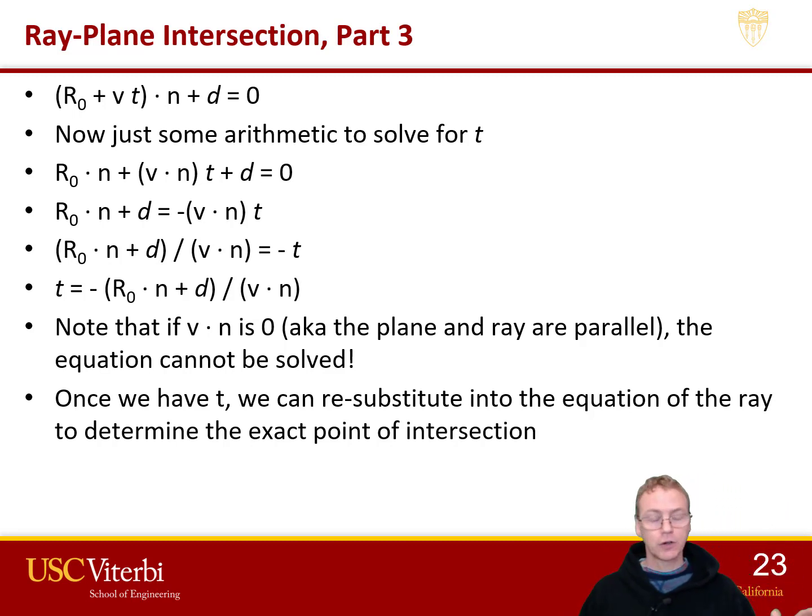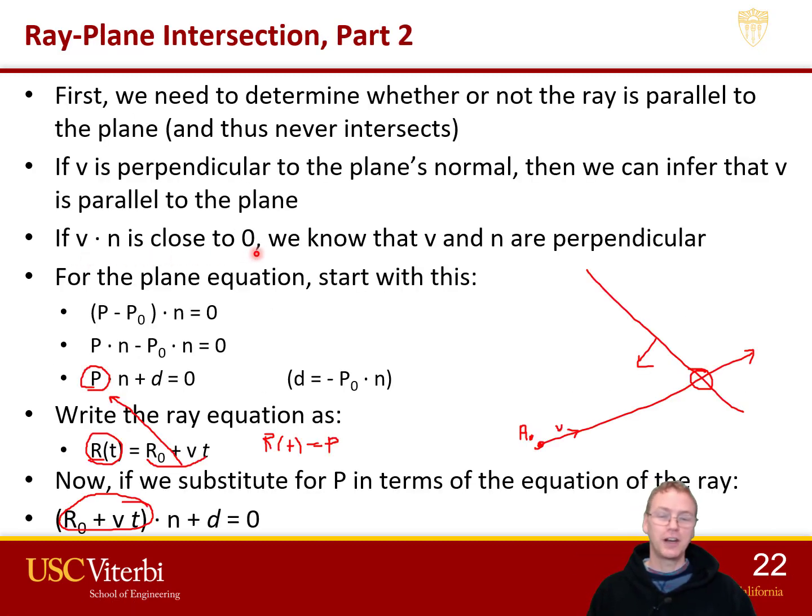Great. Let's circle back. So we've got the t, we got the point, we know the point of intersection. We're done, except for that if statement I said we needed. If v dot n was equal to 0, we're going to have a problem. But guess what? If v dot n is very, very close to 0, we know that v and n are perpendicular, meaning the ray is parallel to the plane. So the very first thing you do is the v dot n dot product. If that is close to 0, you don't bother with the rest of the math.